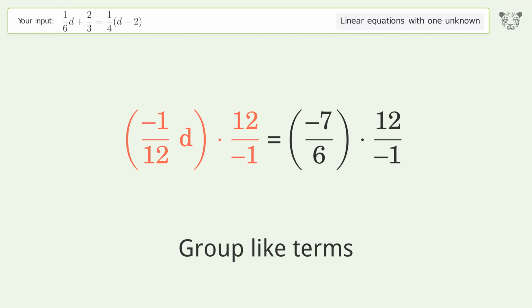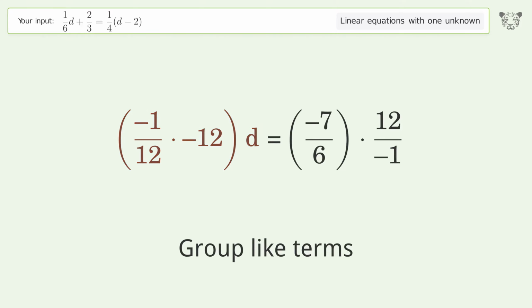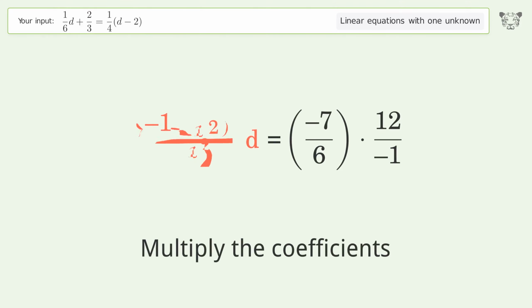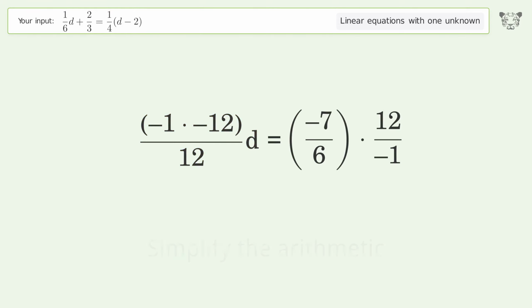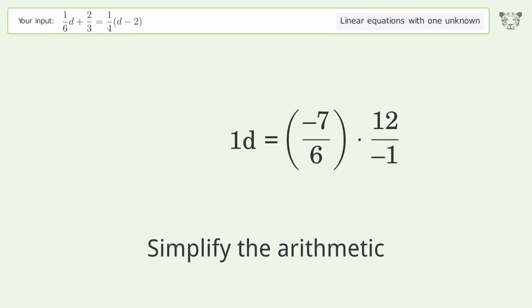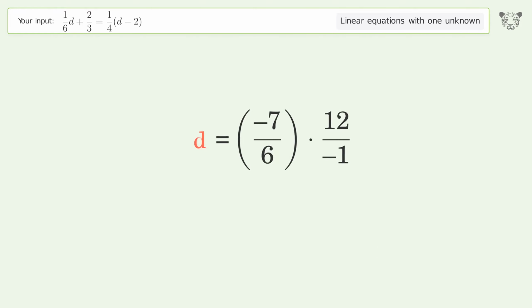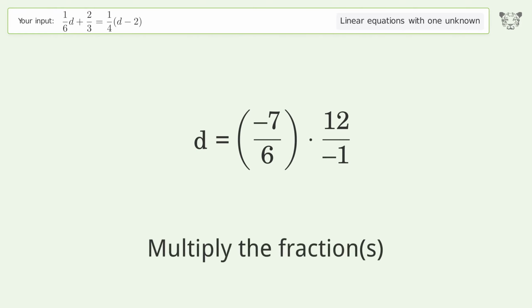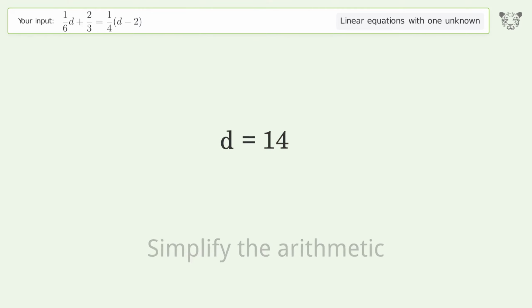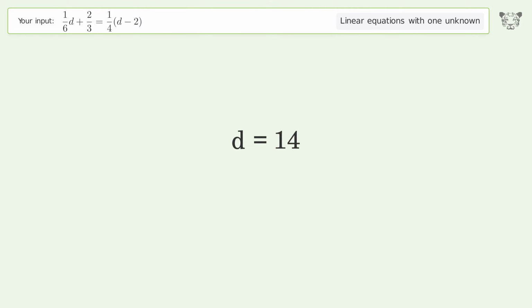Group like terms. Multiply the coefficients. Simplify the arithmetic. Multiply the fractions. Simplify the arithmetic. And so the final result is d equals 14.